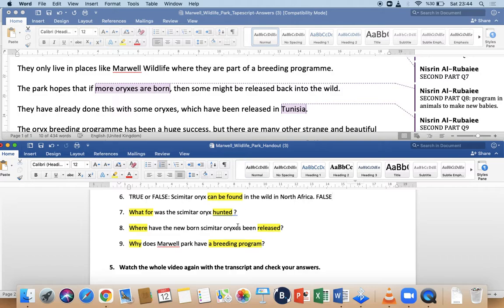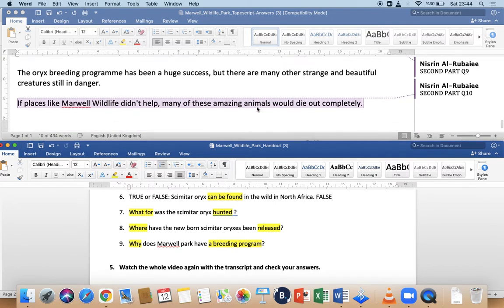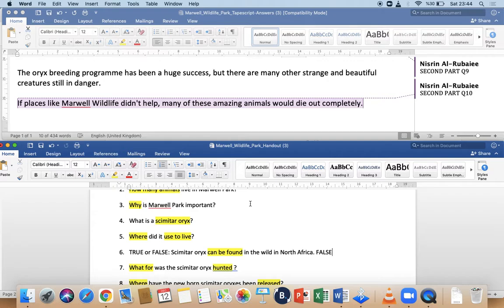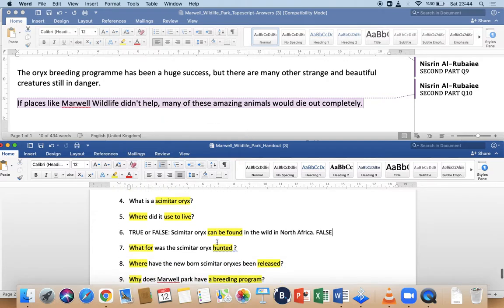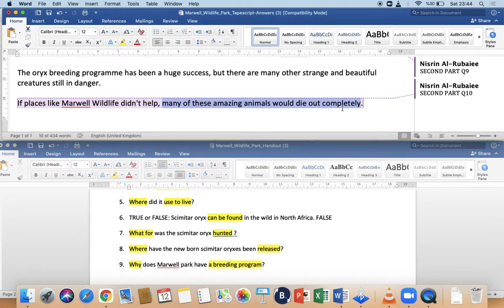And next question, why does Marwell Park have a breeding program? Actually, this answer is similar to which question? Similar to third question. Why this park has a kind of breeding program? Because if Marwell Park didn't help, many of these amazing animals would die out completely.